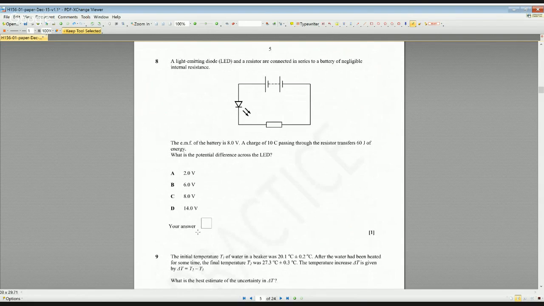On to question number 8, we have a light-emitting diode and a resistor connected in series to a battery of negligible internal resistance. It tells us the EMF of the battery is 8 volts, and we have a charge of 10 coulombs passing through the resistor will transfer 60 joules of energy. What is the potential difference across the LED? Well, we don't have enough information here to directly calculate the potential difference across the LED, but we do know enough about the resistor to work out the potential difference across the resistor.